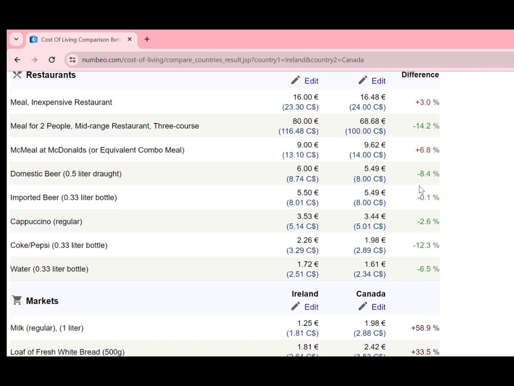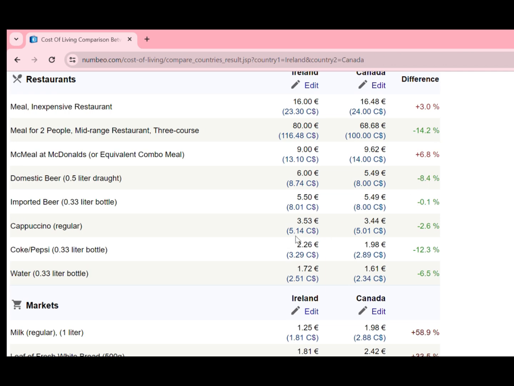Let's look at coffee, like cappuccino. So it's 5.14, and that's 3.53. It gives you the amount in euro and also the price in Canadian dollars, so at least you have an idea what they're actually talking about. Cappuccino is, I think, more expensive in Ireland than in Canada. Water is also more expensive in Ireland than in Canada. Let's see, beer. Imported beer is 5.50 in Ireland, still more expensive than in Canada. Domestic beer is still more expensive than in Canada.